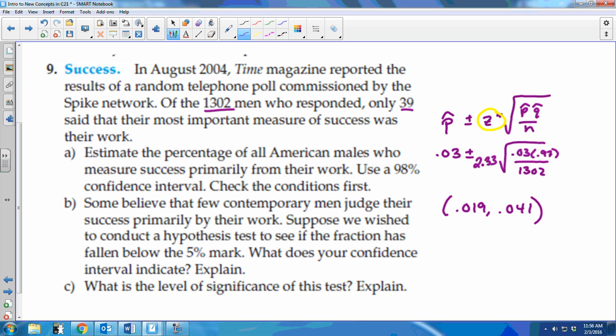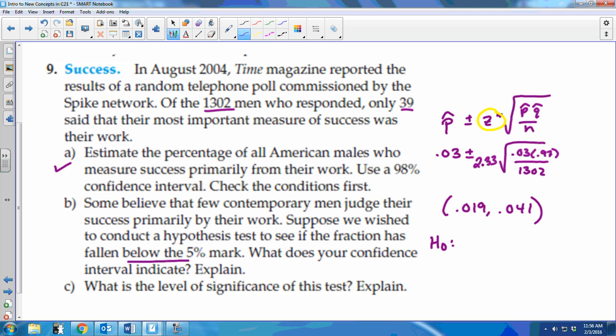Yeah? So that's part A. Now, part B says, some believe that few contemporary men judge their success primarily by their work. Suppose we wish to conduct a hypothesis test to see if the fraction has fallen below the 5% mark. What does your confidence interval indicate, and explain? So for this, we would need hypotheses.